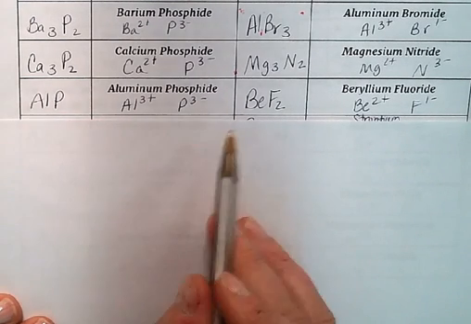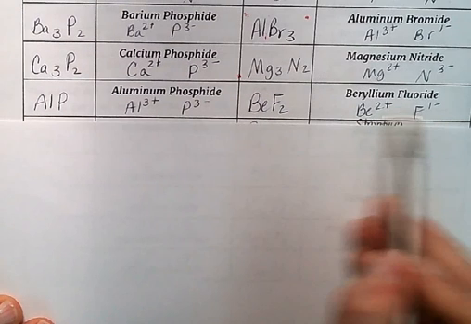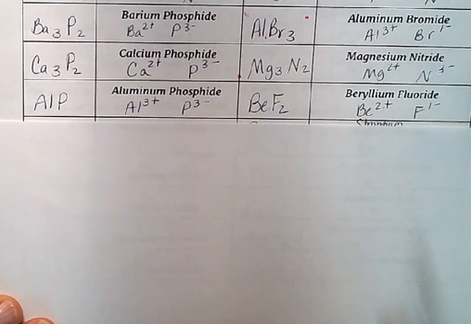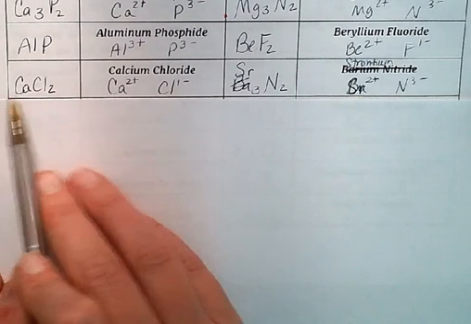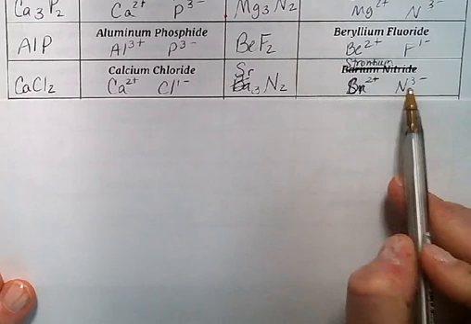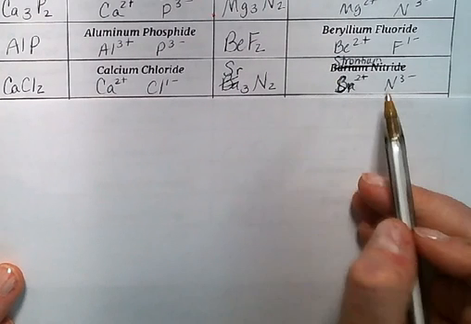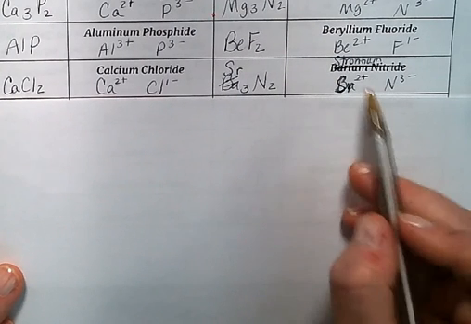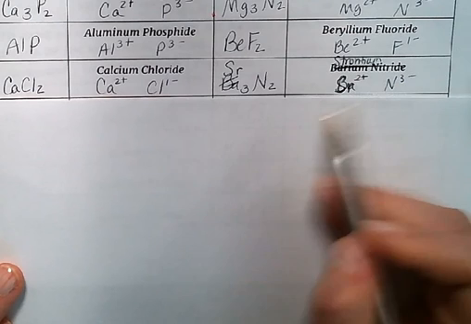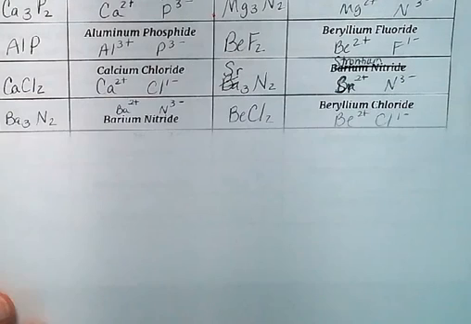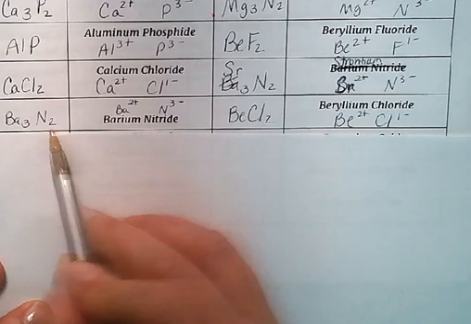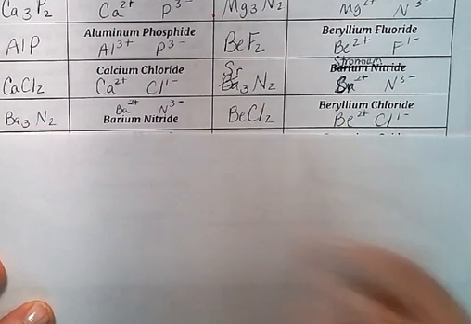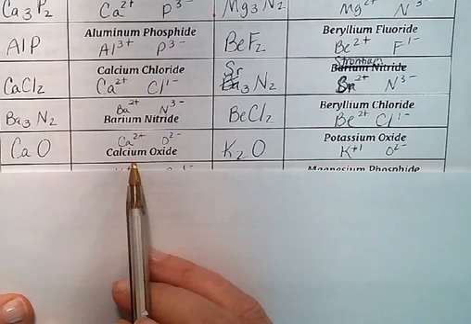Beryllium fluoride, 2 plus and a 1 minus, crisscross, BeF2. Calcium chloride, Ca2 plus, Cl minus, so it's going to crisscross, CaCl2. Strontium nitride, on yours I've had barium, but I've moved it to strontium. Nitride is going to end up with a 2 plus and a 3 minus, so Sr3N2. Barium nitride, Ba3N2. Beryllium chloride, BeCl2. Calcium oxide, CaO.